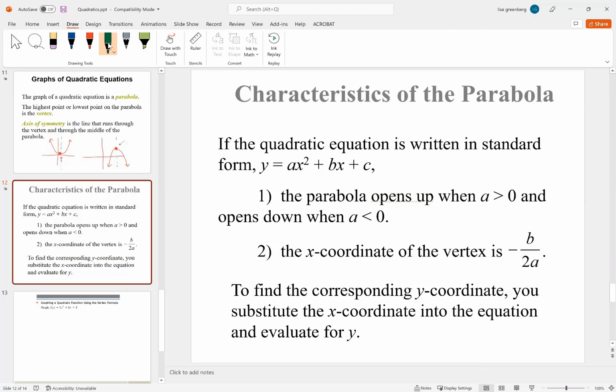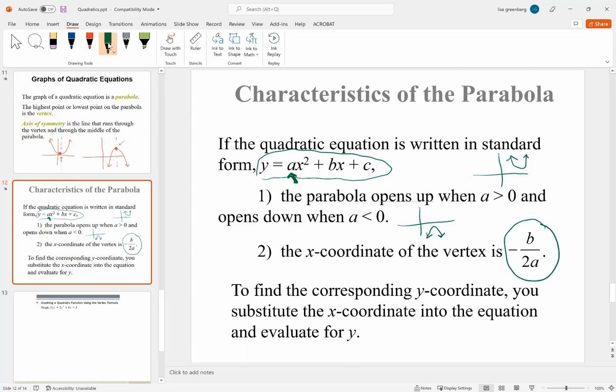So if the quadratic equation is written in this standard form, we're really only looking at the leading coefficient A. When A is greater than 0, the parabola opens up. And when A is less than 0, the parabola opens down.